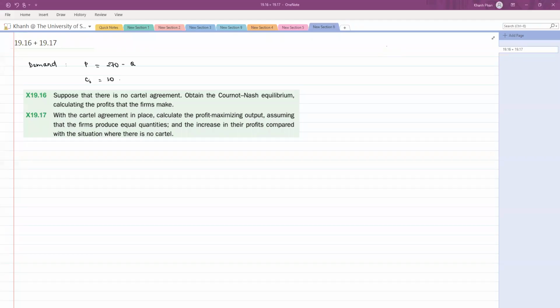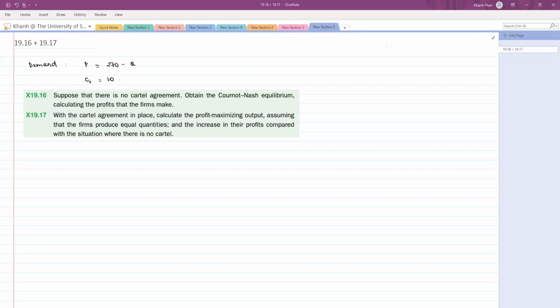Okay, so we're going to do 19.16 and 17. It's basically a practical application of the cartel agreement that we were doing a bit earlier. It has two firms in the market trying to engage in a cartel agreement where, like I said before, they act as one firm, as a monopoly, to reduce the level of output in order to increase the price and increase the firm's profit.